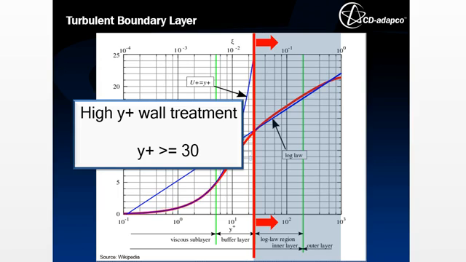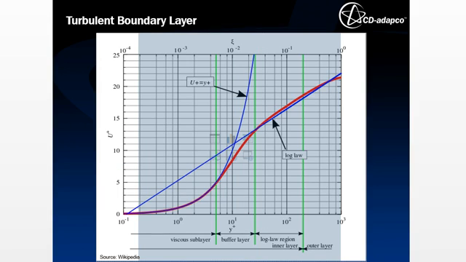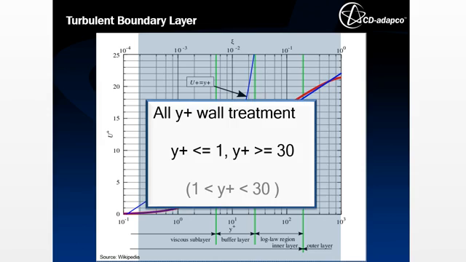The all Y plus wall treatment is a hybrid approach and is designed to give similar results as the low Y plus wall treatment and the high Y plus wall treatment on appropriate meshes. It is therefore a universal approach and allows to mix different near wall cell sizes in the same physics continuum. The cell sizes should be either Y plus less than or approximately equal to 1, or Y plus higher than or equal to 30.